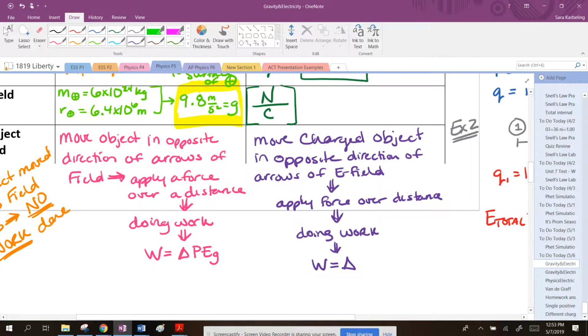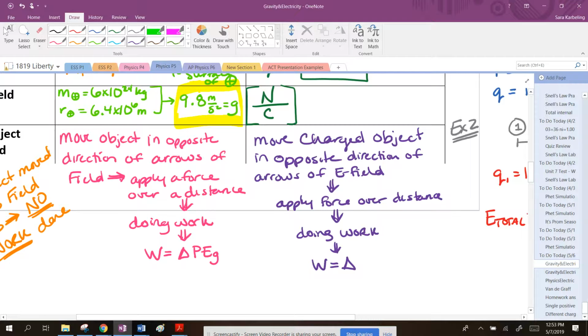Well, in this one, the one right next to it, the one on the left, I'm applying force over distance, doing work, and that's changing. What was this thing? P sub G, what does that mean? Gravitational potential energy, right? MGH?